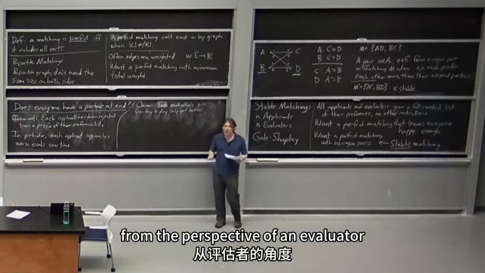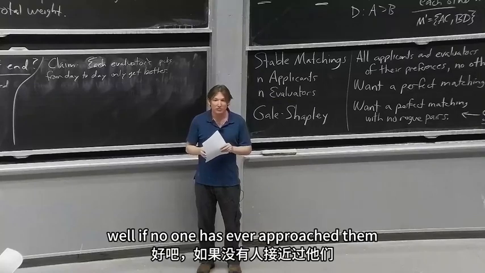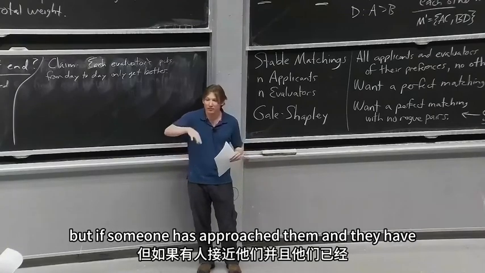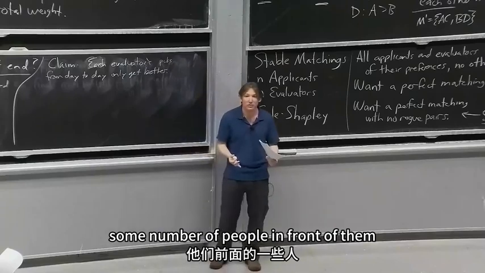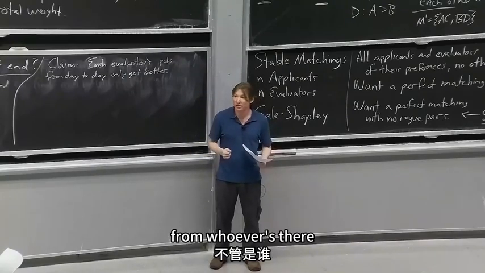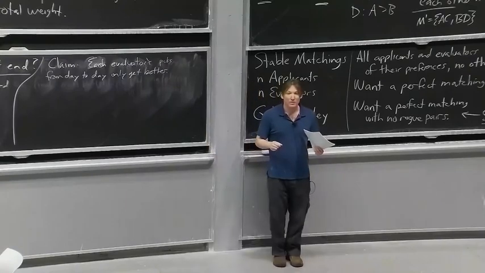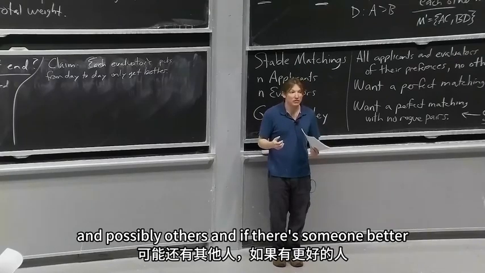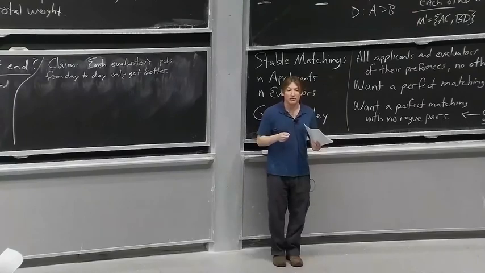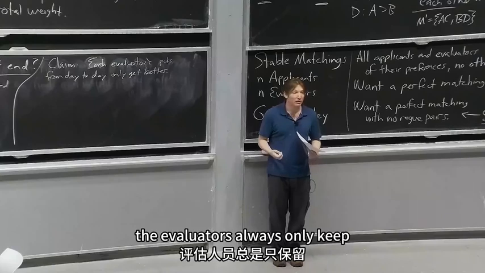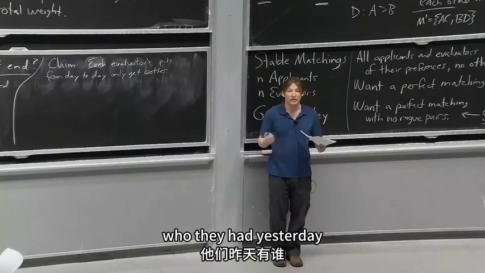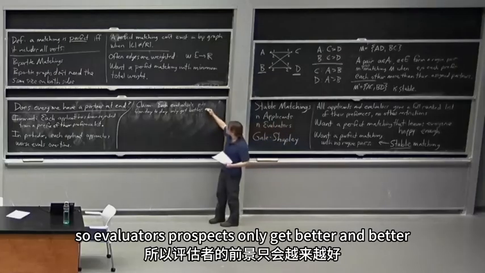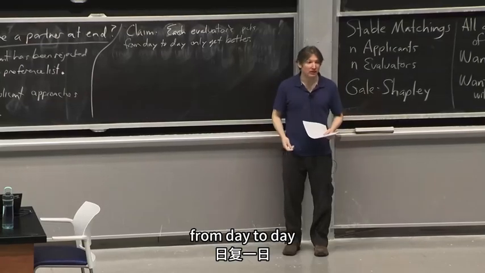And if you think about this from the perspective of an evaluator, well, if no one has ever approached them, then there's nothing for them to do that day. But if someone has approached them and they have some number of people in front of them, they're always going to pick the best from whoever's there. When the next day happens, they at least have that same person again, and possibly others. And if there's someone better, then they'll trade up and take someone better. But they never trade down. The evaluators always only keep who they had yesterday or trade up to someone better for the next day. So, evaluators' prospects only get better and better from day to day.